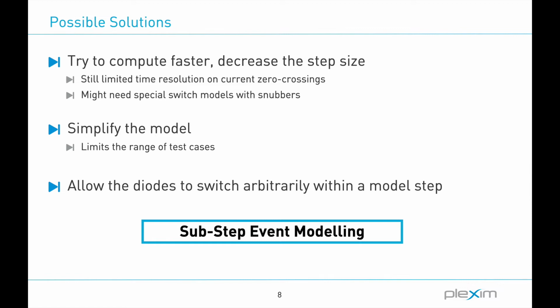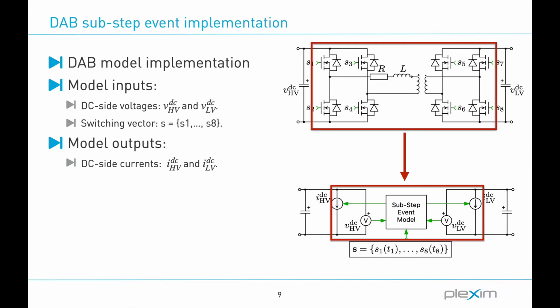So the concept is called sub-step event modeling, and the name will be clear once we go through the complete calculation of one model step. This sub-step event model replaces the switching network and all the energy storing elements to directly implement a more accurate integration scheme that takes care of all switching events. So basically what this means is we replace the model and add a model that's able to really react and change switching states during one model step.